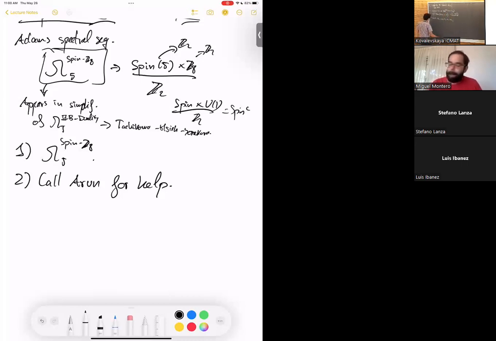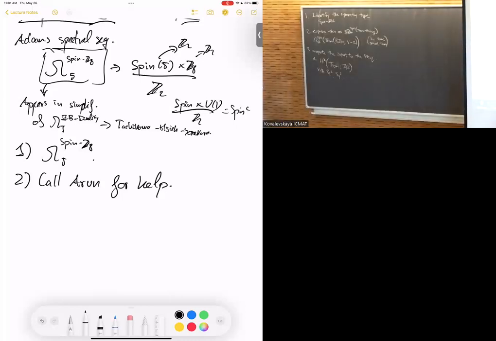So now you have to compute the input. Step one: for the Adams spectral sequence, you need to compute H^*, the mod 2 cohomology of this Thom space, with the action of two things called Sq1 and Sq2. So what are these things? The mod 2 cohomology of this thing is told to you by something called the Thom isomorphism theorem.